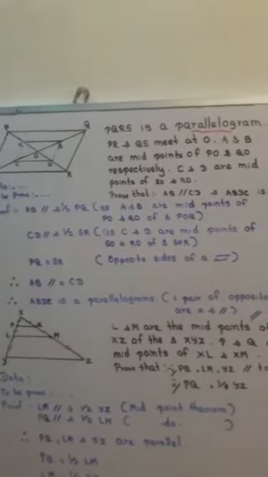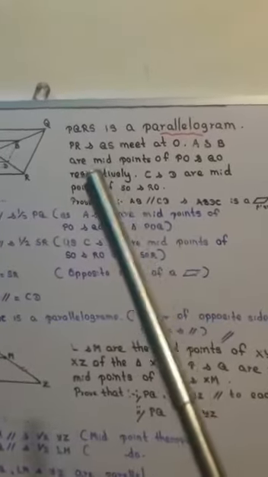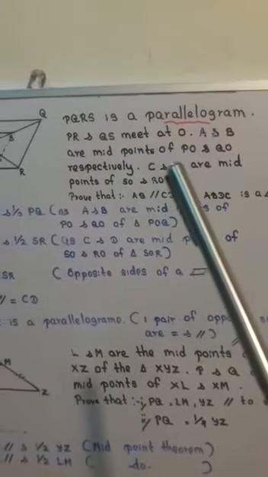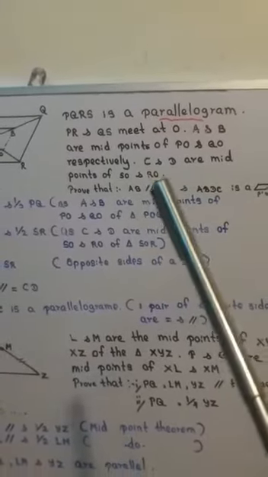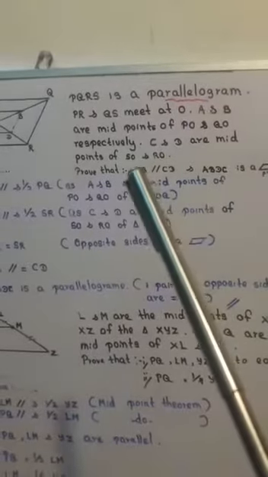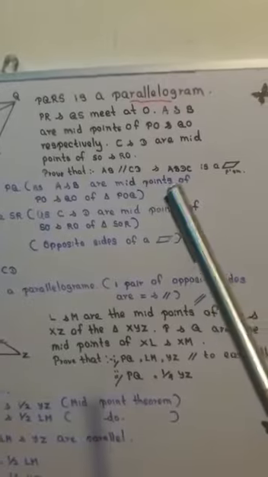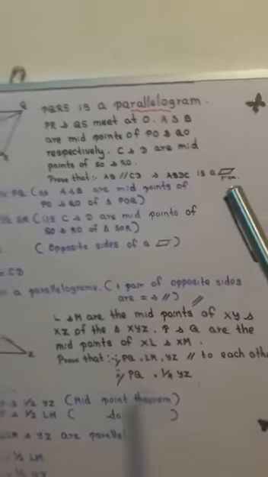Third sum, PQRS is a parallelogram. PR and QS meet at O. A and B are midpoints of PO and QO respectively. C and D are midpoints of SO and RO. Prove that AB is parallel to CD and ABDC is a parallelogram.